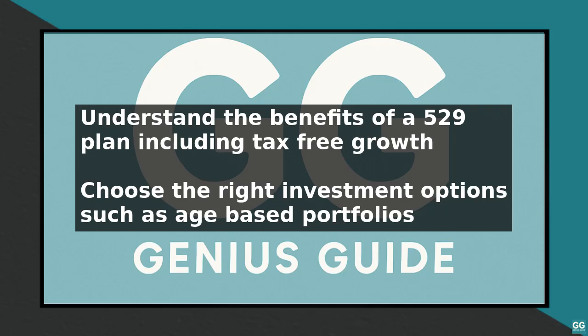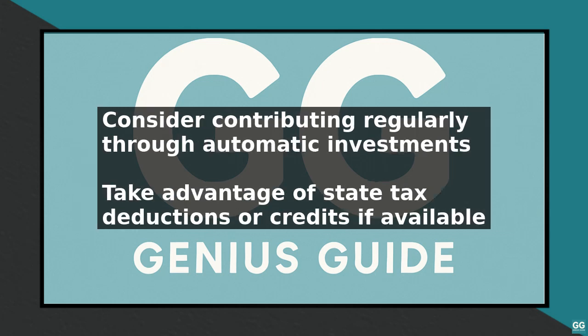Then, choose the right investment options, such as age-based portfolios that automatically adjust as the beneficiary gets closer to college age. Consider contributing regularly through automatic investments to make saving easier and less prone to being neglected. Take advantage of state tax deductions or credits if your state offers them, as this can help reduce your taxable income.